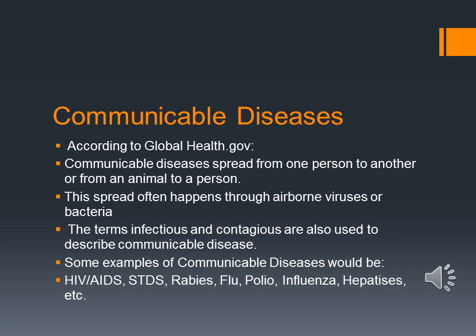Communicable diseases. According to globalhealth.gov, communicable diseases spread from one person to another or from an animal to a person. This spread often happens through airborne viruses or usually through bacteria. The terms infectious and contagious are also used to describe communicable diseases. Some examples of communicable diseases would be HIV/AIDS, STDs, rabies, flu, polio, influenza, hepatitis, and some other diseases as well.